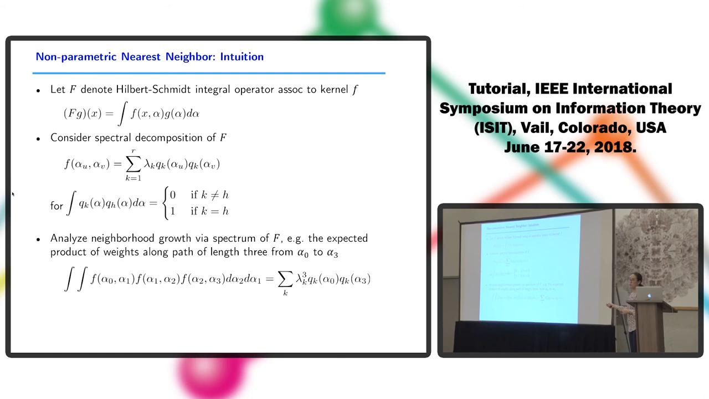And the nice thing with the spectral decomposition is that this expression just looks as if you take the starting node, alpha 0, and the ending node, alpha 3, you multiply their corresponding representation in the eigenfunction space, and you multiply it by lambda k to the power 3. And 3 is because the length of the path is 3.